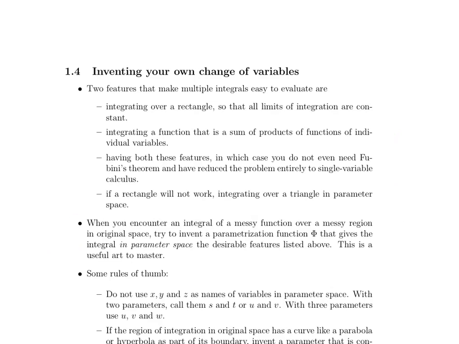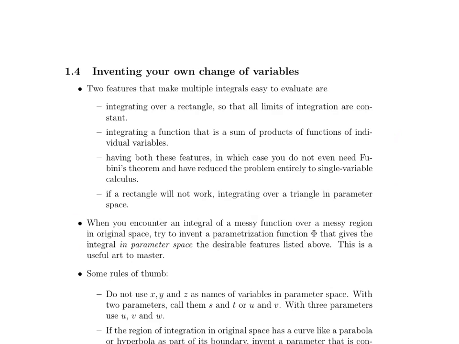If in fact your change of variable is able to describe a region using constants and transform a function so that it's a product of univariate functions, we actually are able to not even use Fubini's theorem and just reduce the problem completely to single variable calculus, because it's just going to be the product of single variable integrals. And even if ideally our region isn't described as a rectangle, a triangle would be totally fine as well. Just something that's not super complicated.